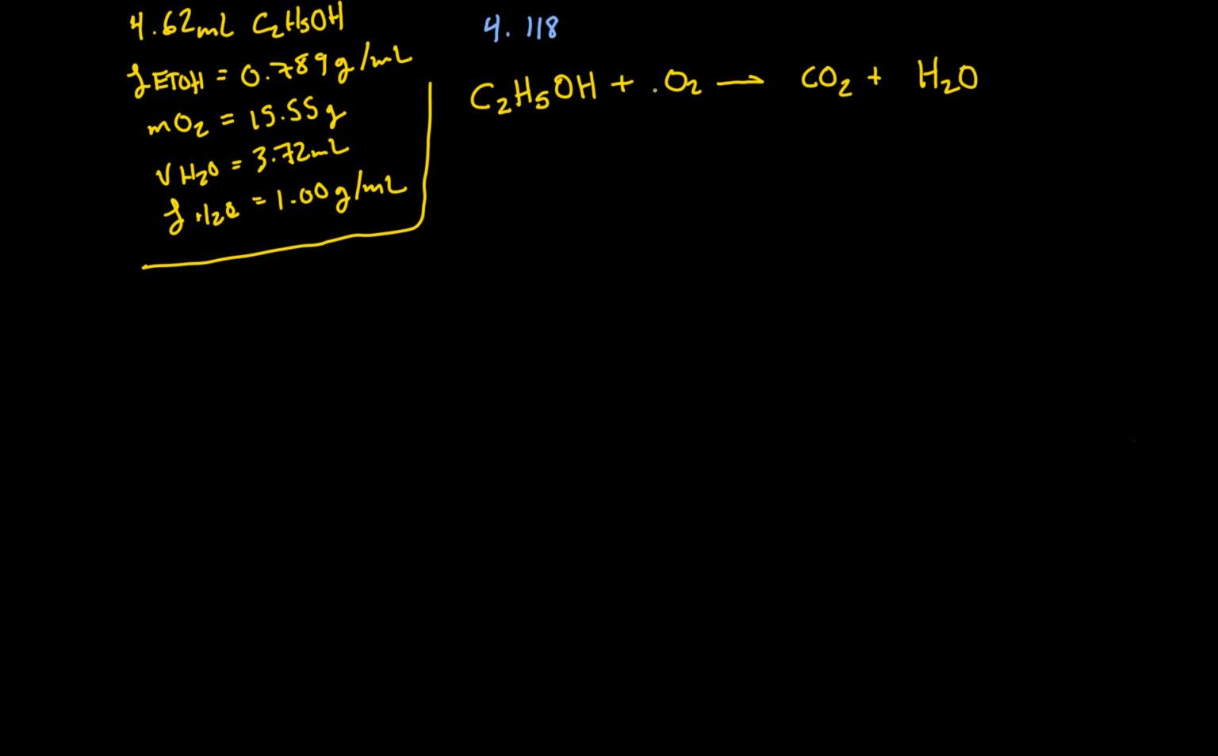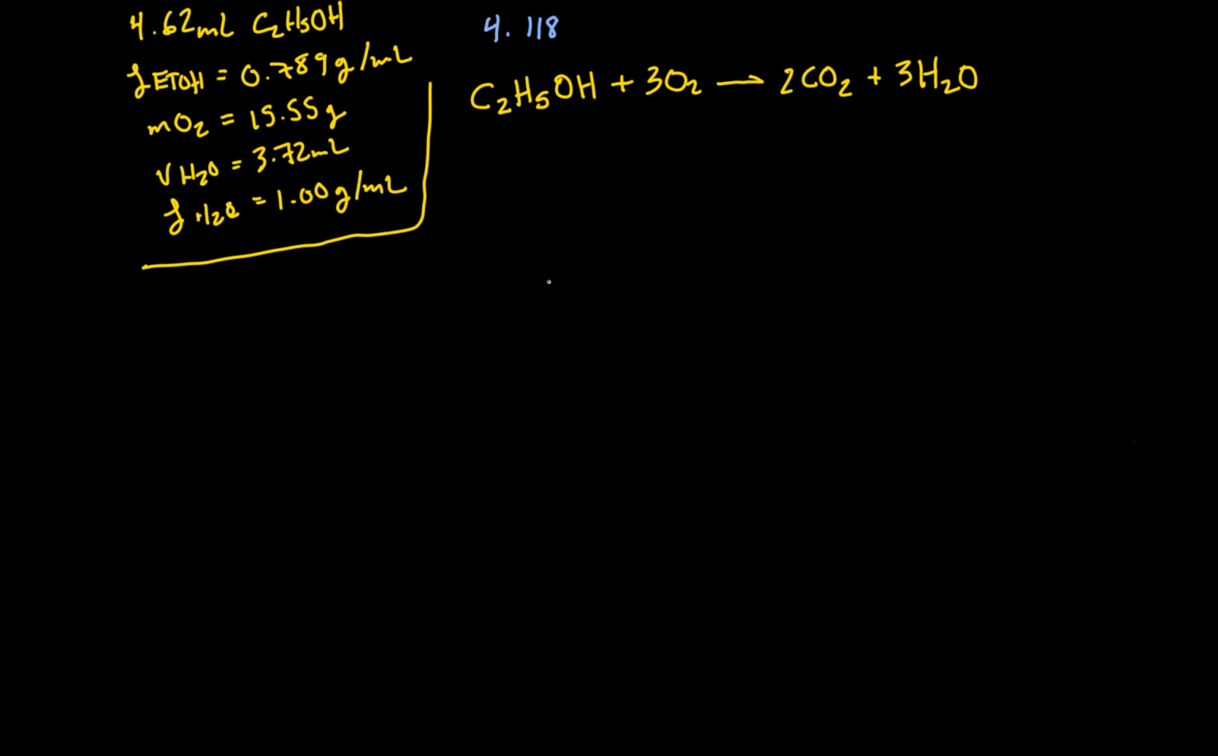So two carbons in the ethanol, so we're going to have 2 CO2s. How many of these? We have 6 of those, so 3. There's hydrogen balanced. And we have 3 here plus that makes 7. 1 there, so then we need 6 here, so this is going to be a 3. There's our balanced combustion reaction.